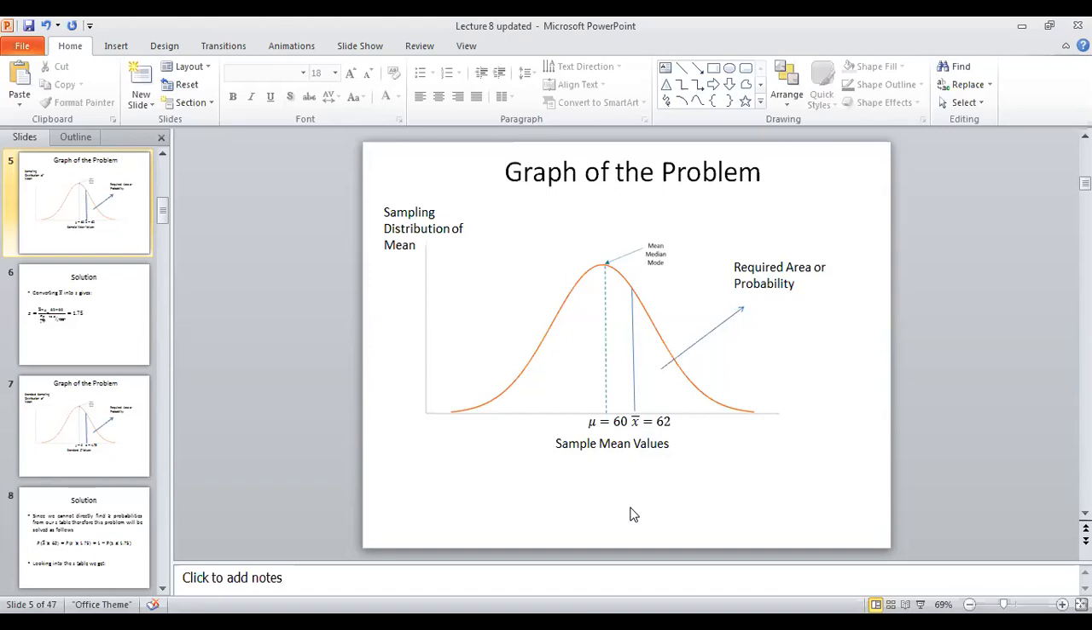So the graph would go something like this. Although this is the graph of the sampling distribution of the mean, on the horizontal axis we have all the sample means, but the central value of the sample means would definitely be the population mean, and this is 60, given to us. Since the given sample has a mean of 62, which is greater than 60, it should lie ahead of it, on the right side. And the area that is required is shown by this arrowhead, which is the greater than 62 area, or greater than x bar given to us. So we have to find this area.